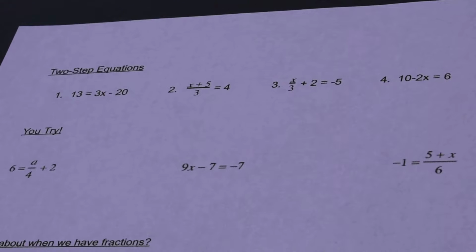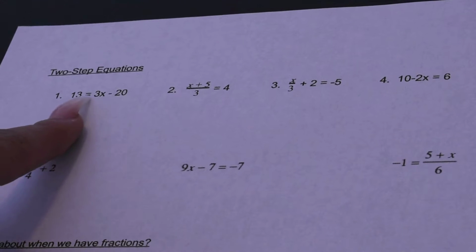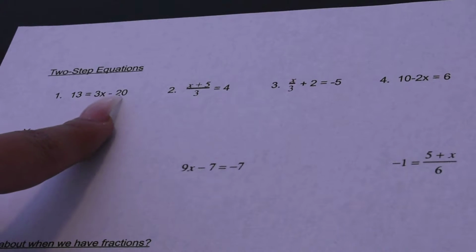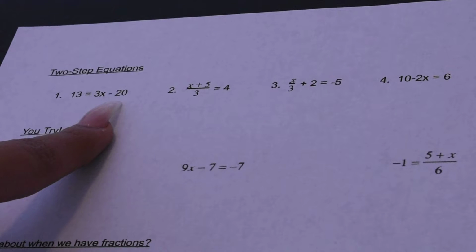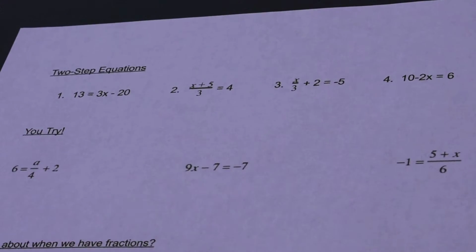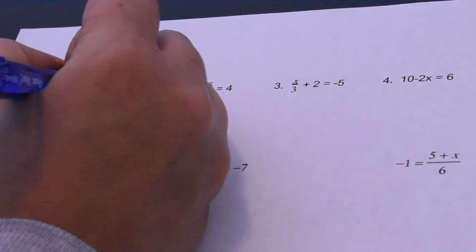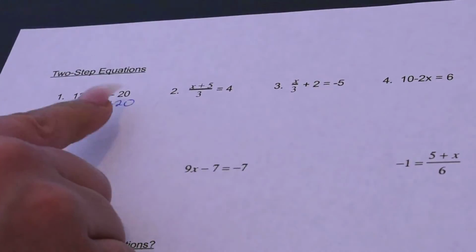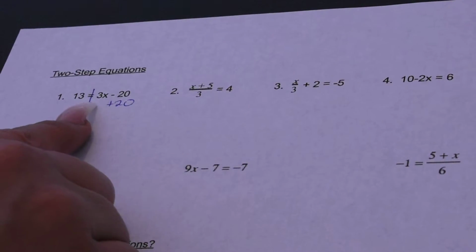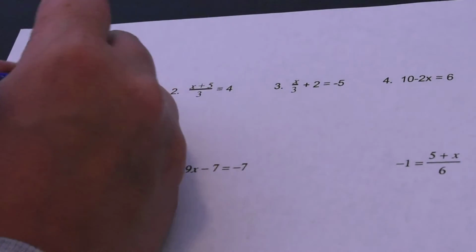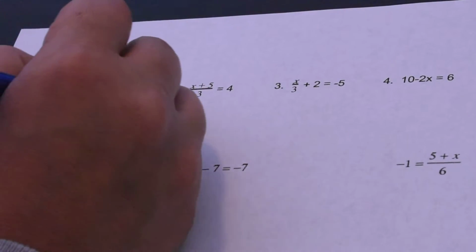Number 1 says 13 equals 3x minus 20. All right. What's the last thing I said? 13 equals 3 times x minus 20. Minus 20 was the last thing I said, right? It's the last operation I said. So what I'm going to do is the opposite of that, the inverse of that. The inverse of subtract 20 is add 20. And I'm going to add 20 right under the 20. I'm not going to put the add 20 under the 3x, all right? And I'm going to add 20 here.